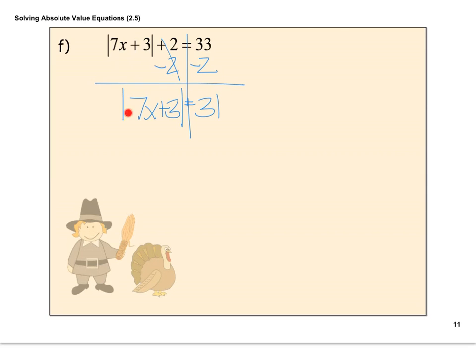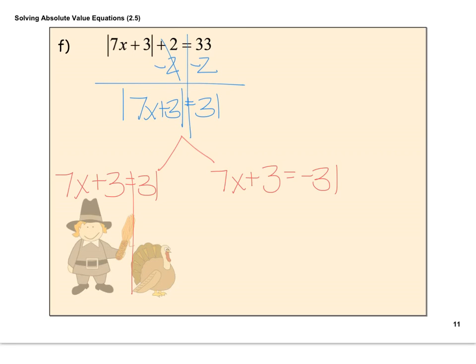Now if we look, the absolute value is the only thing on this left-hand side. This means we can split it apart. And I should also say, and this is a positive 31. So we can go ahead and continue splitting apart. So we have 7x plus 3 equals 31. Notice when I write this other one with the negative, the only thing that changes signs is that 31. Everything else is identical to the sign that was there.